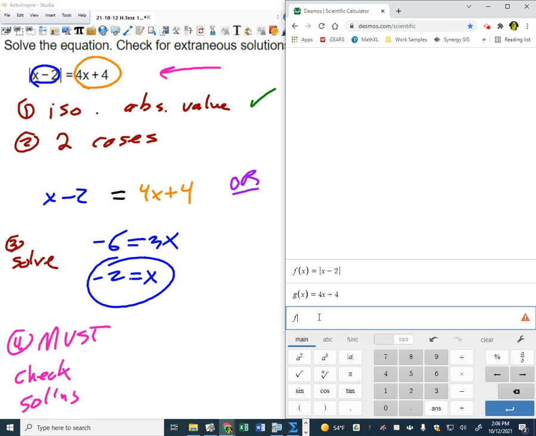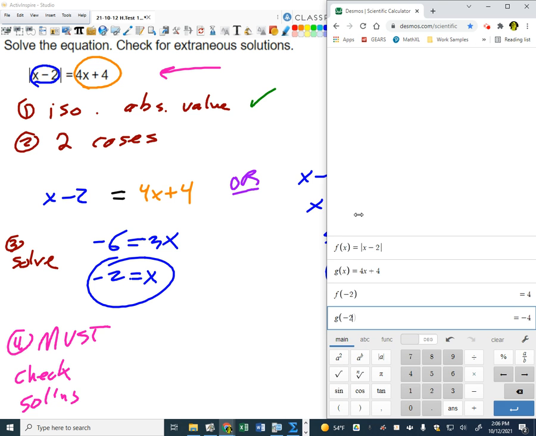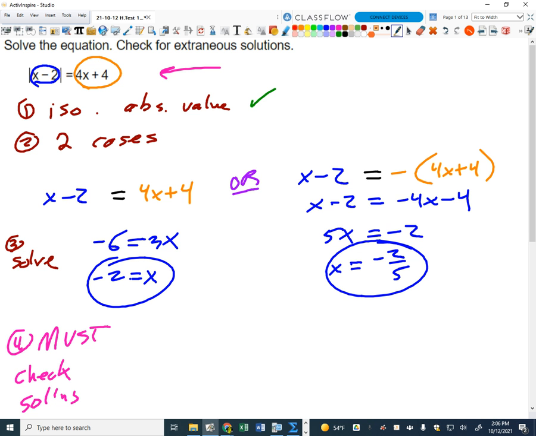Everybody see that? When we plug it into the right side, I'm going to get a negative number. Can that happen? I can't have an absolute value of something equaling a negative, right? So I already know that's not going to work. We can show that it doesn't work. F of negative 2 gives me positive 4. G of negative 2 gives me negative 4, right? So that one doesn't work. That one we have to cross off.